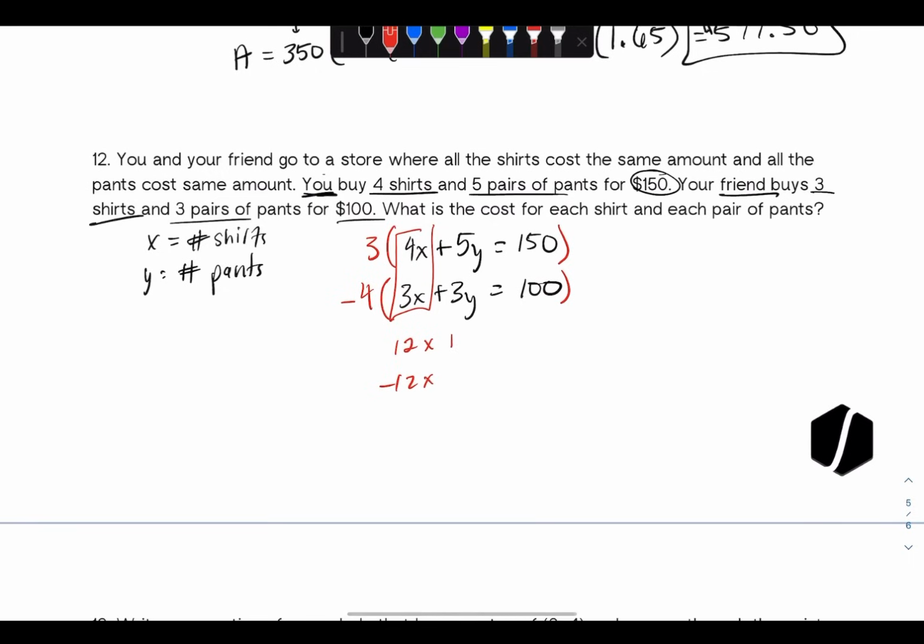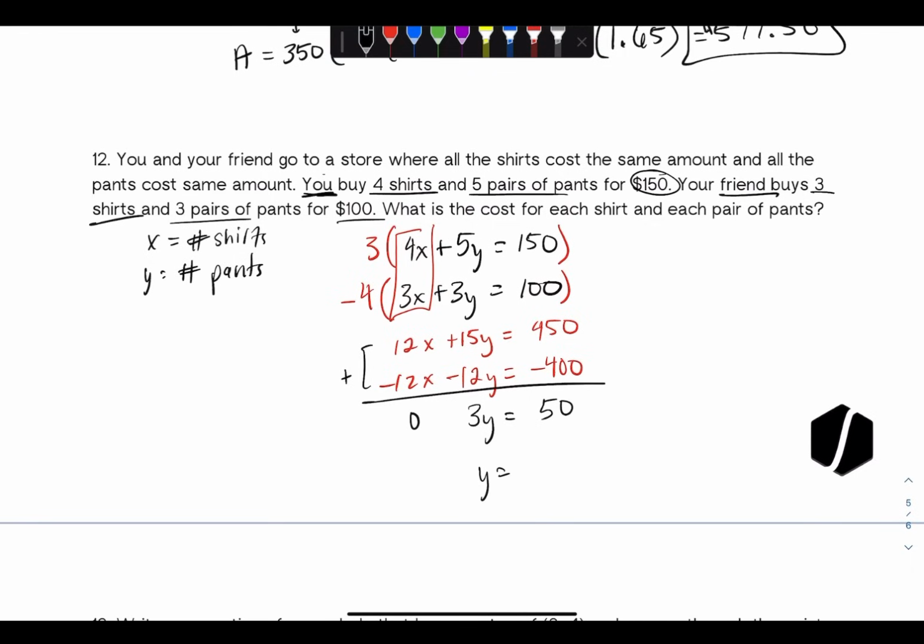So I have 12x plus 15y equals 450, and negative 12x minus 12y equals negative 400. At that point, I can go ahead and add them together. My x's will go to 0. 15y minus 12y is going to be 3y, and 450 minus 400 will be just 50. And so y is going to be 50 divided by 3, which is about 16.6 repeating, so we'll say 16.67.